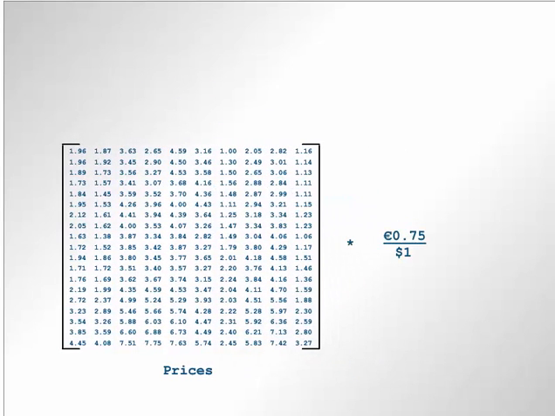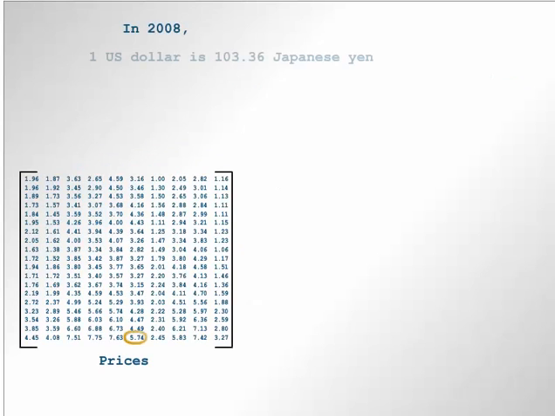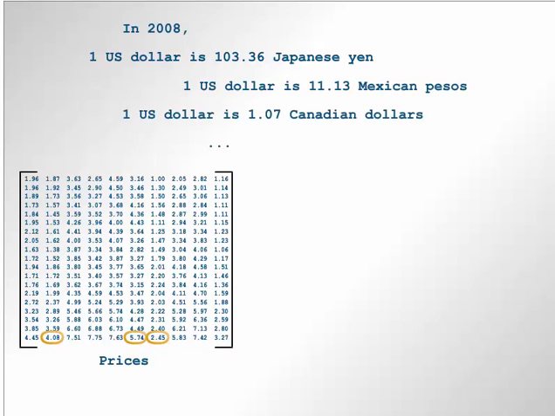To do this, you can multiply the prices matrix by the scalar currency exchange rate. As with vectors, when you multiply a matrix by a scalar, each element of the matrix is multiplied by the scalar value. This results in a new matrix where all of the gas price data is in euros. Instead of converting the gas price data to one single currency, you could use different exchange rates for each column of data to convert the prices to their native currency.